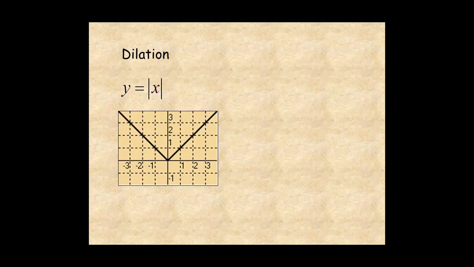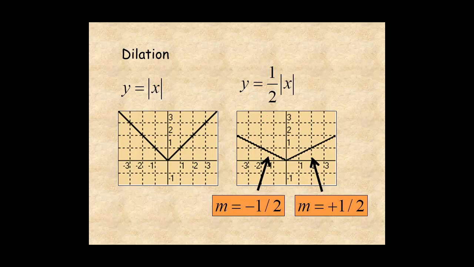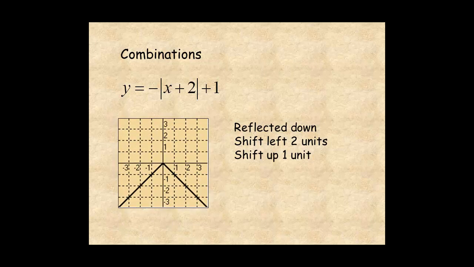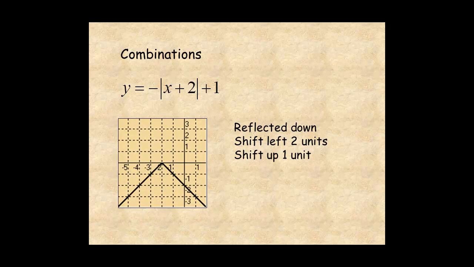If you multiply the function by a fraction, like 1/2, the graph shrinks vertically. The legs are flatter, with a slope equal to plus or minus 1/2. You can use combinations of transformations to create complex variations of the parent function. This function is reflected vertically, shifted 2 units left, and shifted 1 unit up.